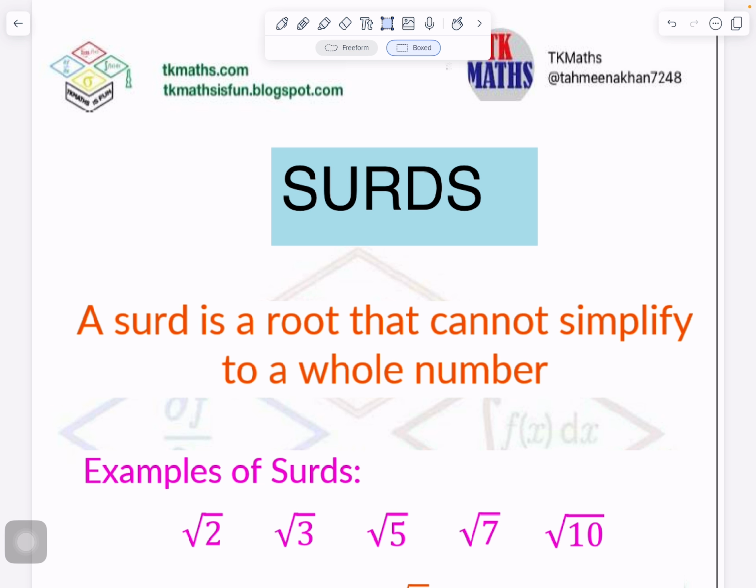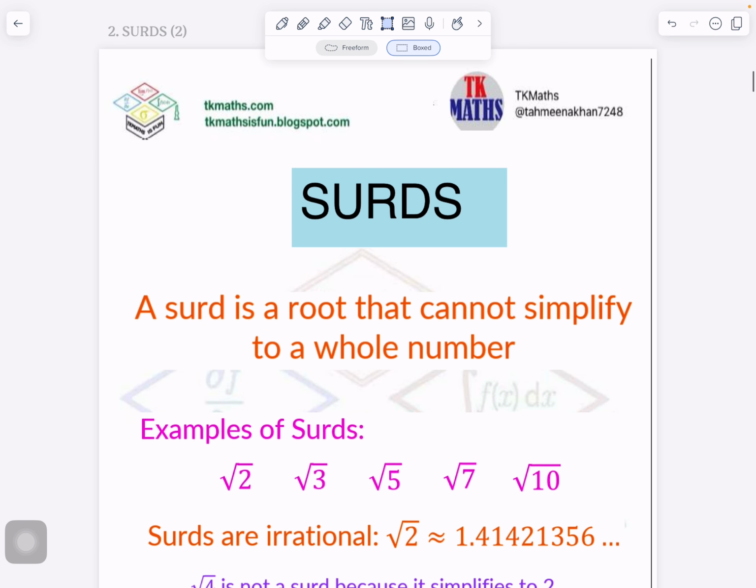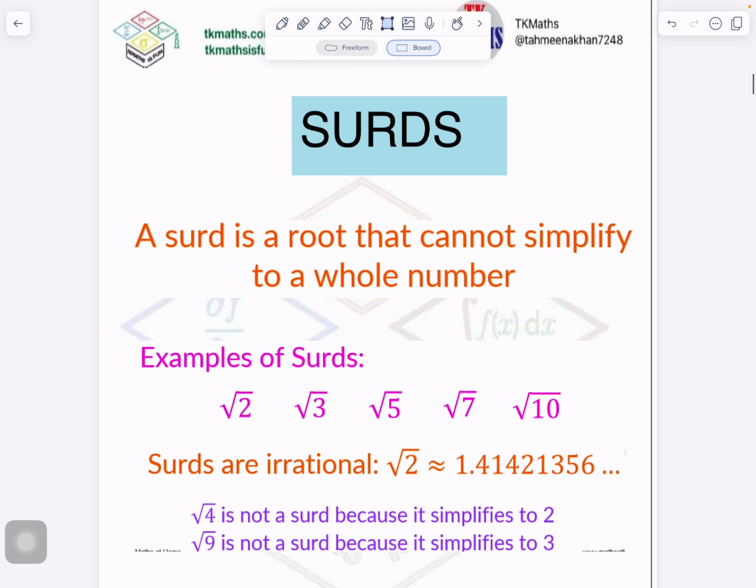So what are surds? It's a syllabus of, by the way, O-level mathematics. Earlier it was in additional mathematics, but now it is on 0580. But it's an important concept to understand for all the students who are studying maths. Okay, so a surd is a root that cannot be simplified into a whole number.